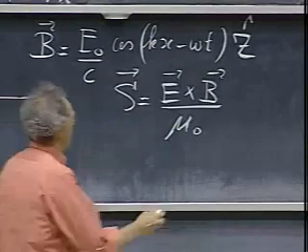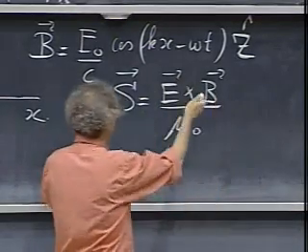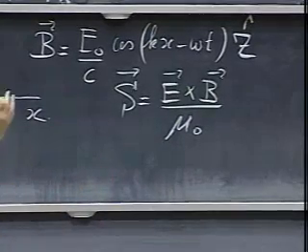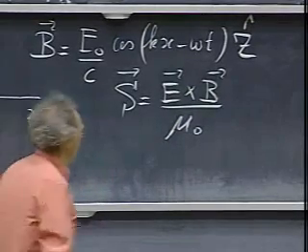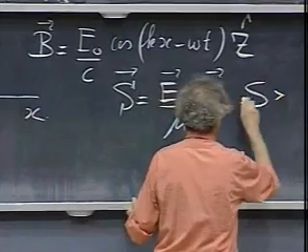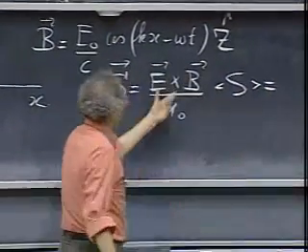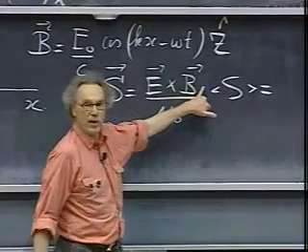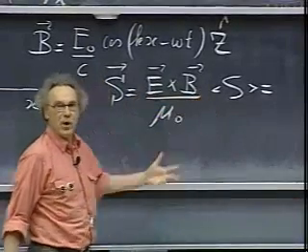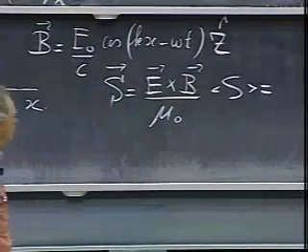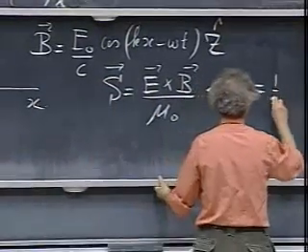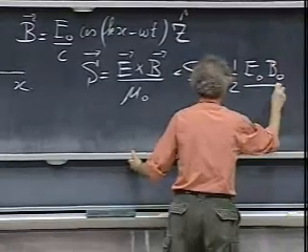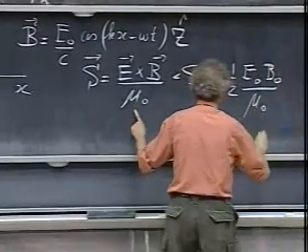Of course, we are in general not interested in the instantaneous value of the Poynting vector. Who cares about that? It oscillates like mad. I'm more interested in a time average value. And so for the time average value, this has a cosine omega t, this has a cosine omega t. The product averages out to be 1/2 of cosine squared omega t. I get an E0, I get a B0, and I get a mu 0.